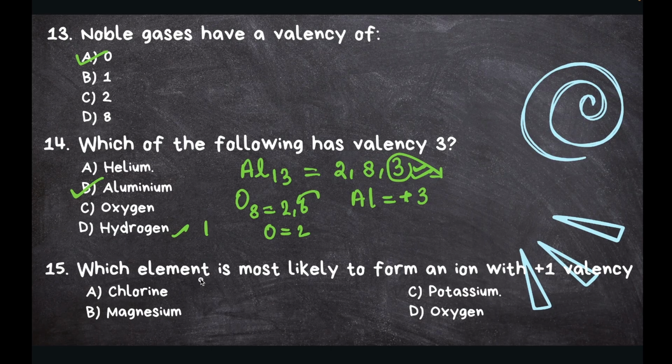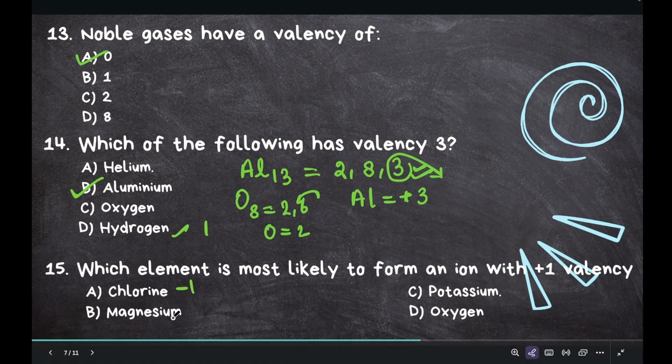Moving to the next question, which element is most likely to form an ion with +1 valency? If we are talking about chlorine, it has -1 valency. Magnesium has +2 valency. Potassium and oxygen: oxygen has -2 valency and potassium has +1 valency. So the answer will be C.